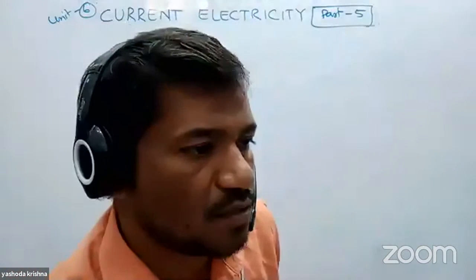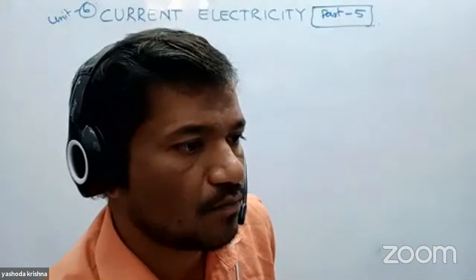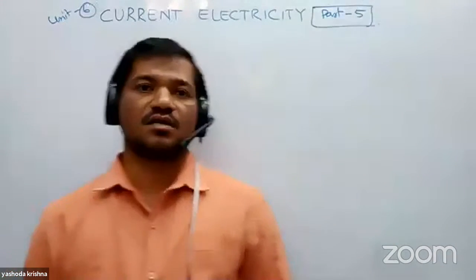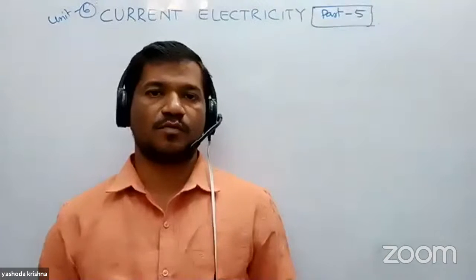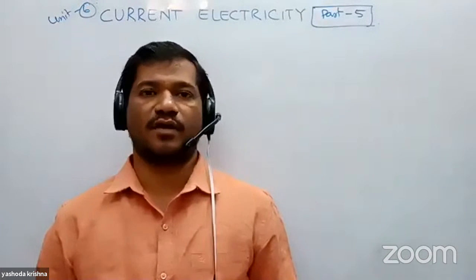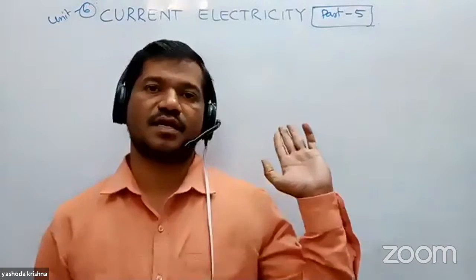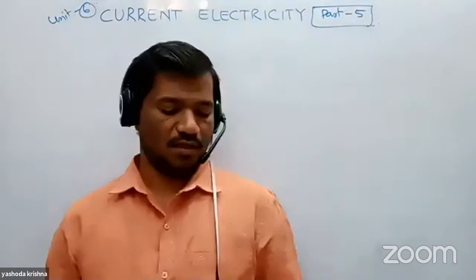This is Yashoda Krishna. You have to watch part 1, part 2, part 3 before going to part 5. Current electricity, second year, sixth chapter.